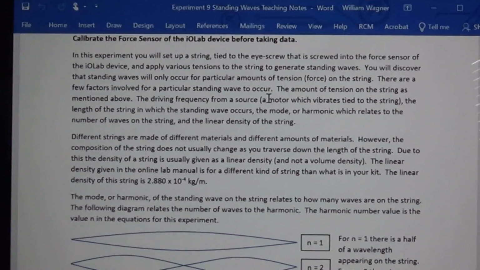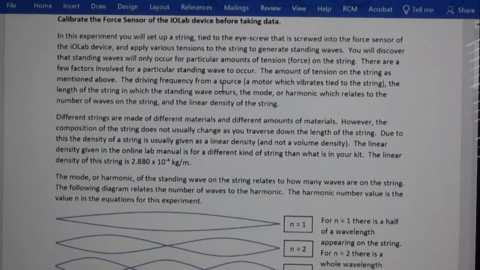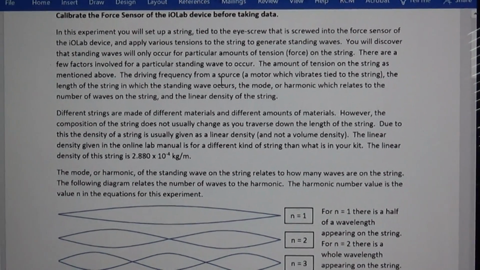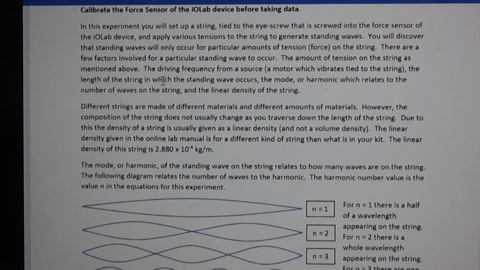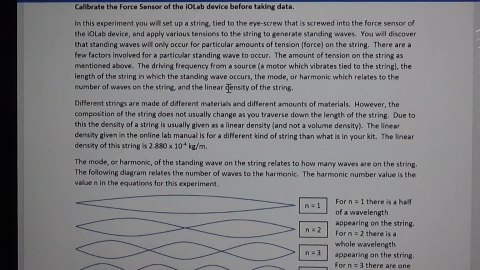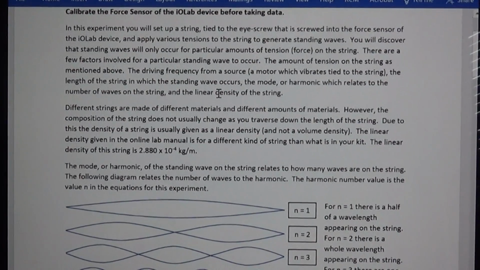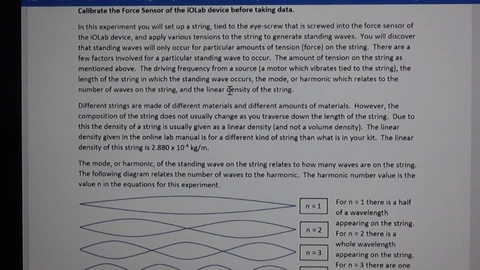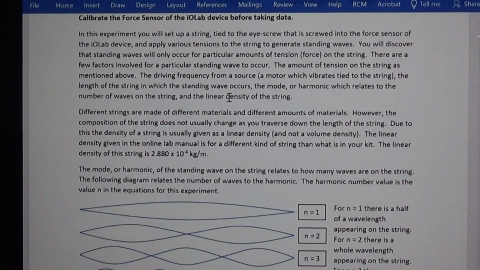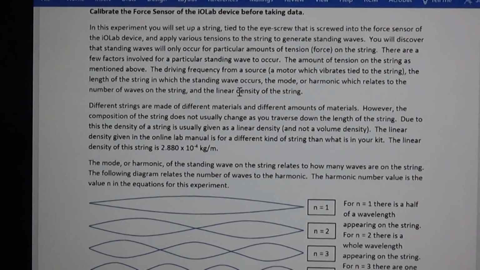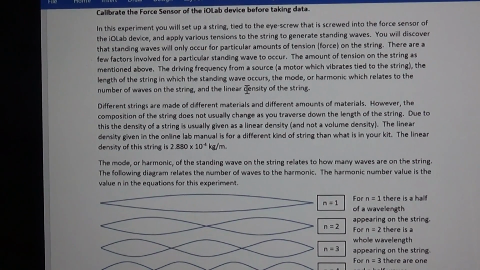There are three factors of a standing wave. You've got the driving frequency, which is what the motor is used for. You're going to use the motor to vibrate the string. We have to tie the motor to the string, and I'll show you about that. And then the length of the string. The online lab manual asks that the string, from where you tie the motor onto the string all the way down to where you tie the end of the string to the IOLAB eye screw, that distance is the distance L, and it should be somewhere between 60 centimeters and 70 centimeters. Mine is actually at 71.5 centimeters when I tied it all together.